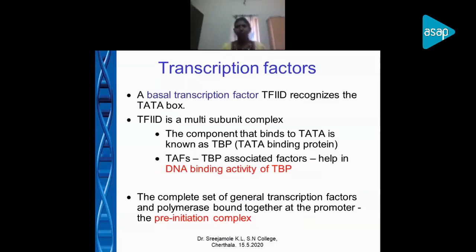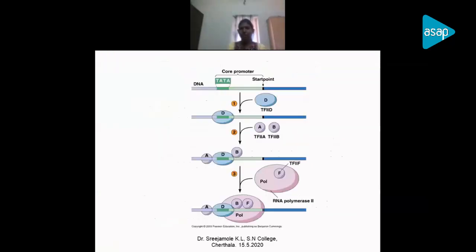When all these transcription factors bind to the DNA or the promoter, along with the enzyme, we call it a pre-initiation complex. So when the RNA polymerase 2 enzyme and all these transcription factors bind to the DNA, we call it pre-initiation. This is the flow chart, which shows a diagram of how these transcription factors bind to the core promoter region.